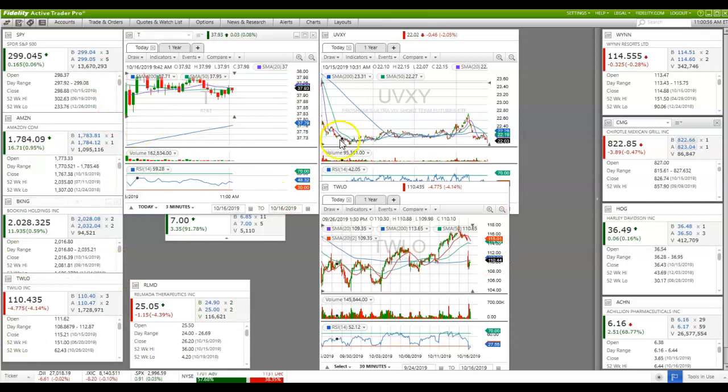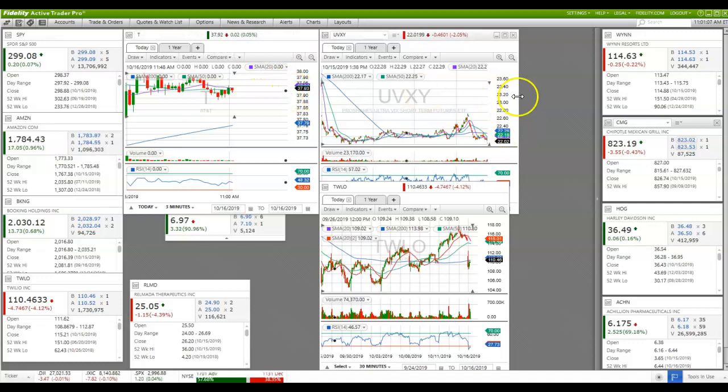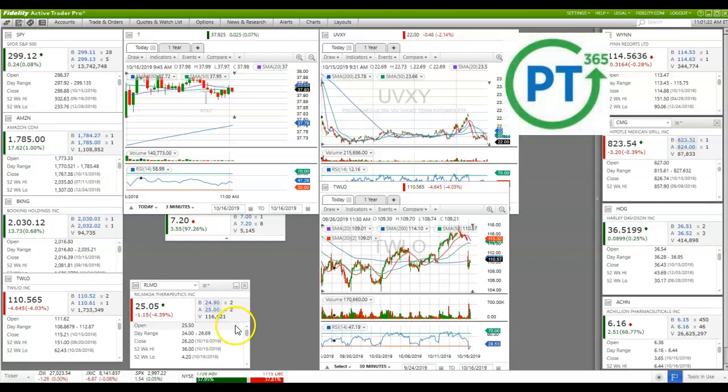So what you're seeing here on my screen is one of my 5 screens. I have about 5 screens, and I run 60 watch lists and about 20 charts. But what you're looking at right here is the one I'm day trading actively. So this is my focal point when I day trade.